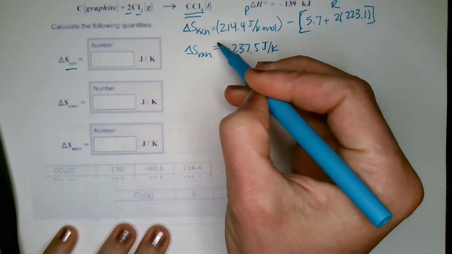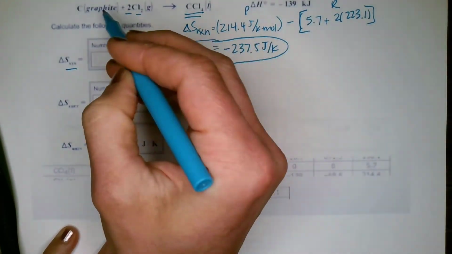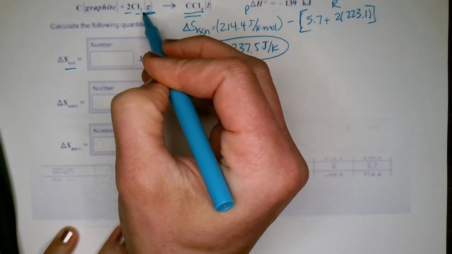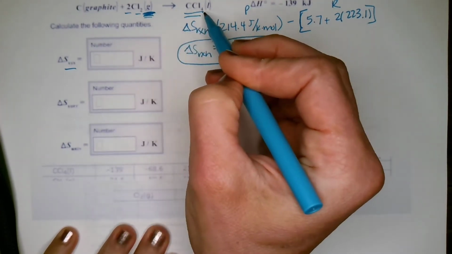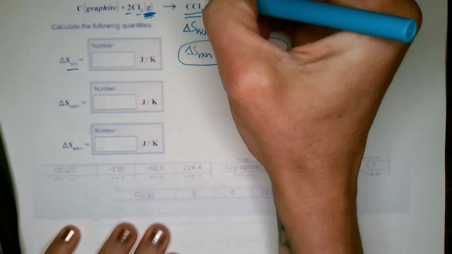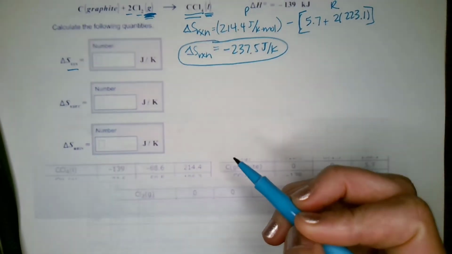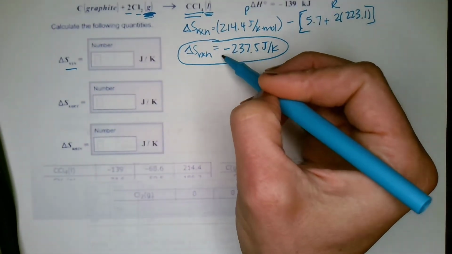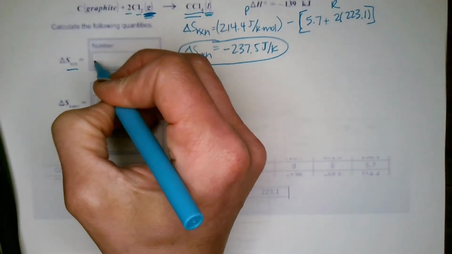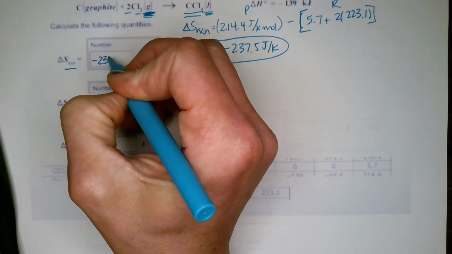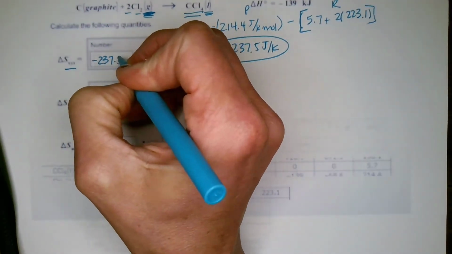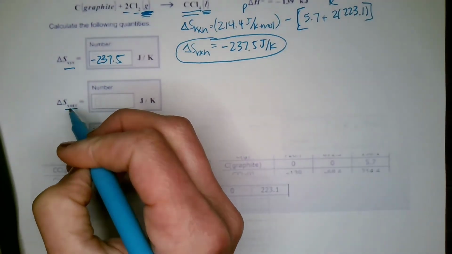And if we think about this, does it make sense? We did go from a gaseous substance to a liquid. So going from a gas to a liquid, we're becoming more organized. So a negative value would make sense. So negative 237.5.